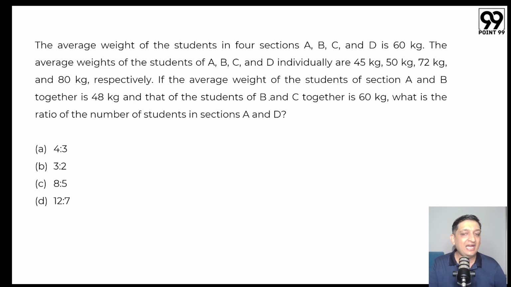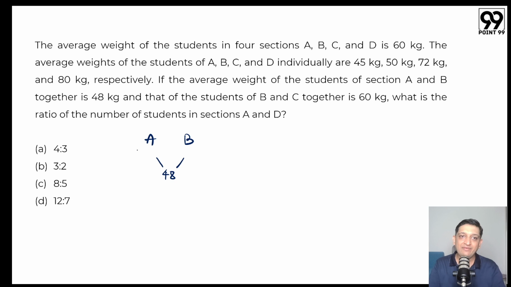Now we know that the average weight of the students of section A and B. So let's write A and B like this, and you know where I'm going with this. I'm going to apply the allegation rule. Now the average weight of the students of section A and B is 48 kg. That is what has been mentioned to us, right? So 48 kg is going to be the average of these two classes. Now 48 is going to be the average once the mixture is formed.